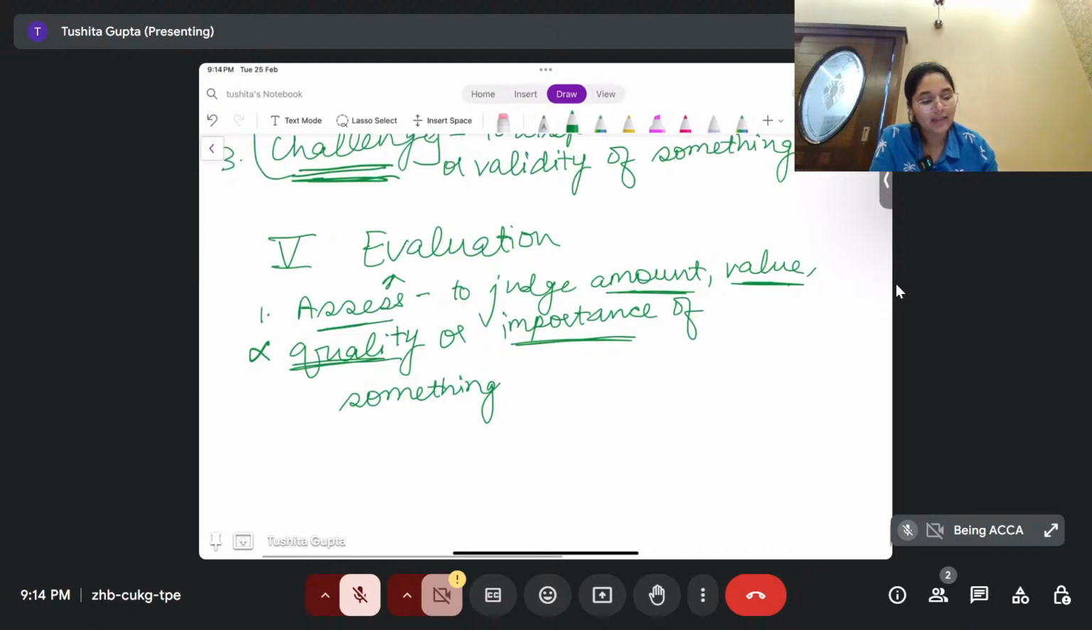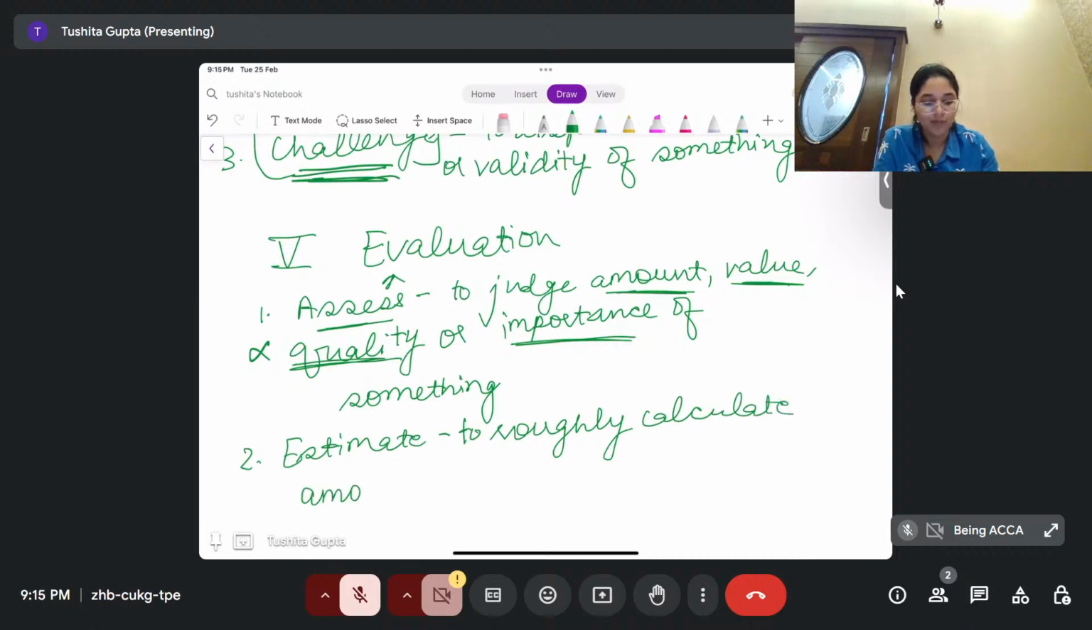So all of this is a part of assessment which forms a part of evaluation. Now talking about the second thing which you are going to consider is estimate. Estimate means whenever you're not really sure of the exact value, but you say that give or take this is what the value is going to be. So let's suppose how much is the price of 1 kg of potatoes in the market. You do not really know the exact value, but you say it's going to be somewhere between 18 to 20 rupees a kg. So this is what you mean by estimate. Estimate means to roughly calculate amount or value of something.